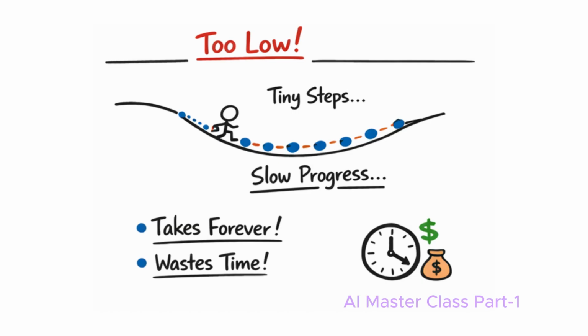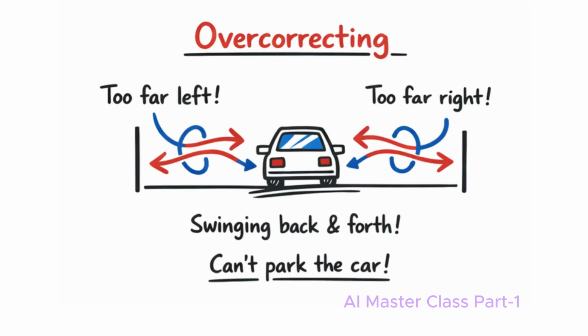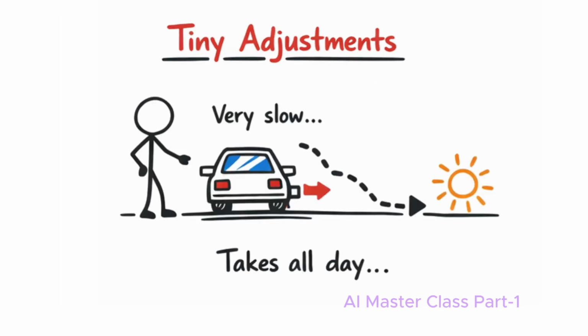Now going back to our parking example, if you overcorrect every time you adjust, you will keep swinging left and right and never park the car. But if you make adjustments that are too tiny, you will be able to park the car properly, but it will take you the whole day. So you just need the right amount of correction each time.